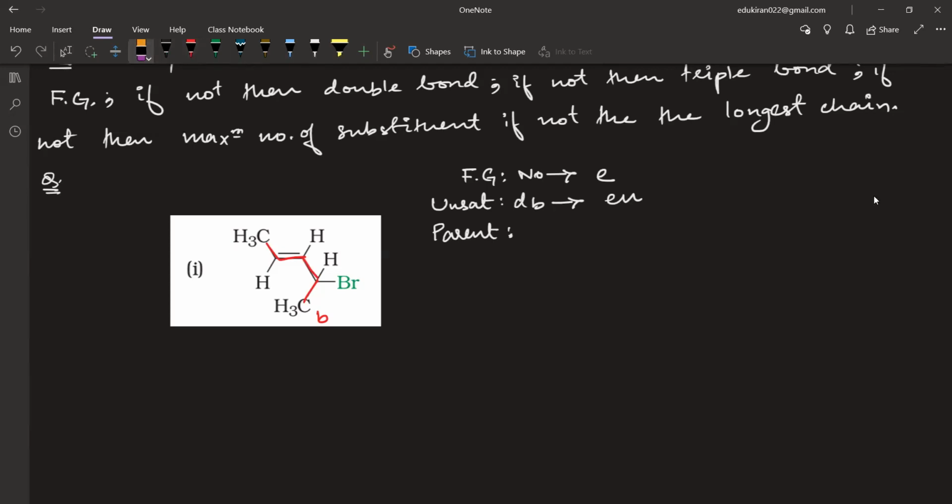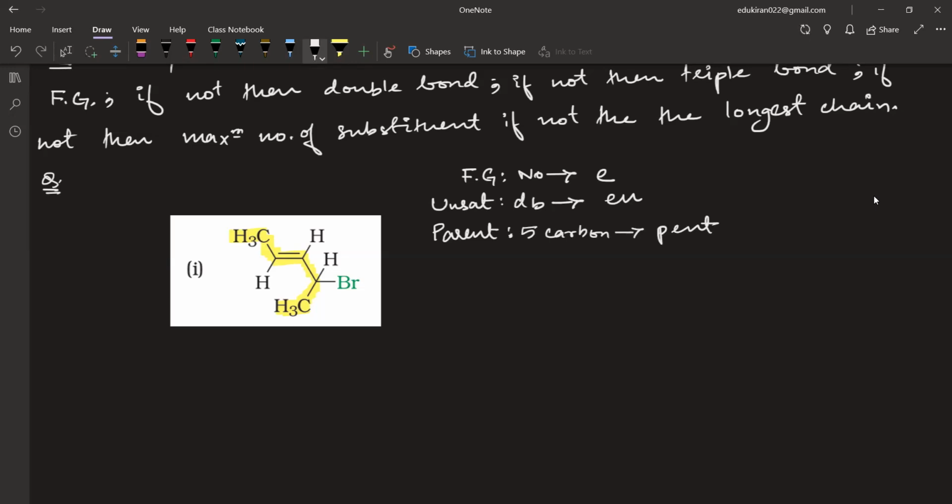One thing we have to check here. This is my parent. So how many carbons does the parent have? Count. 5 carbons. That means this will be pent.